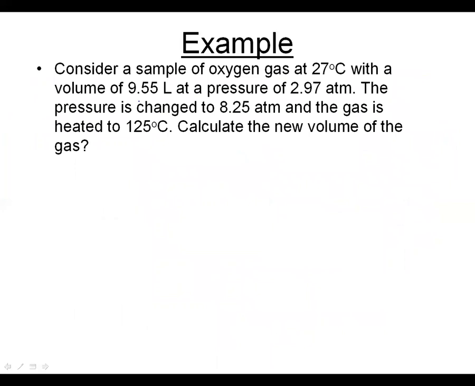So we have oxygen gas at 27 degrees with a volume of 9.55 liters and a pressure of 2.97 atmospheres. The pressure goes to 8.25 and it goes to 125 degrees Celsius. What is the new volume? So take a minute or two and give it a go.